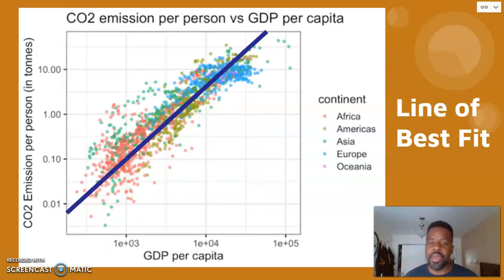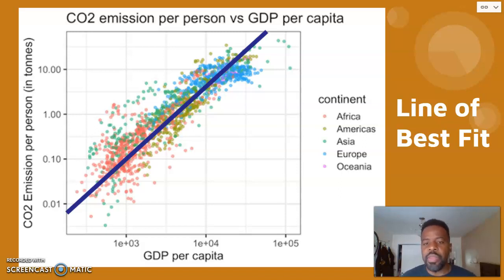And as we can see right here, this is the CO2 emissions per person versus the GDP, the gross domestic product per capita. And we see we have a line of best fit where our input is GDP per capita, so how much money is within a society, and our CO2 emissions. And we can see based upon the color coordinates, it's based upon Africa, the Americas, Asia, Europe, and Oceania. I believe that's how you say that.